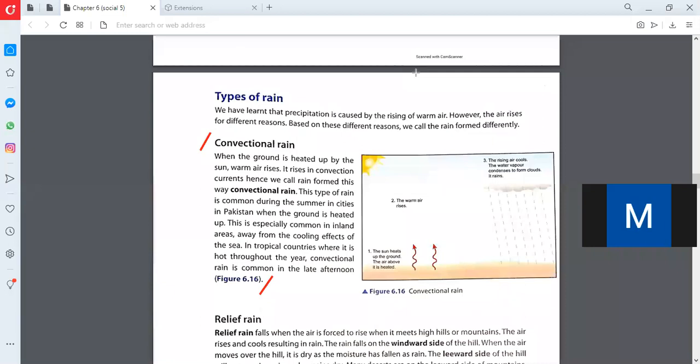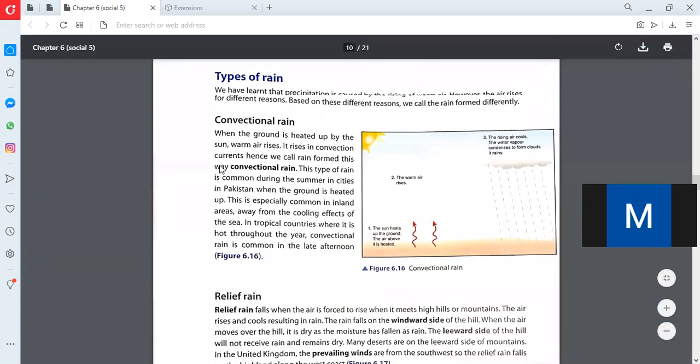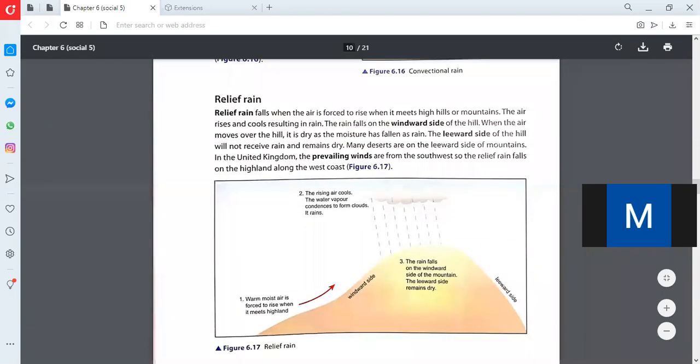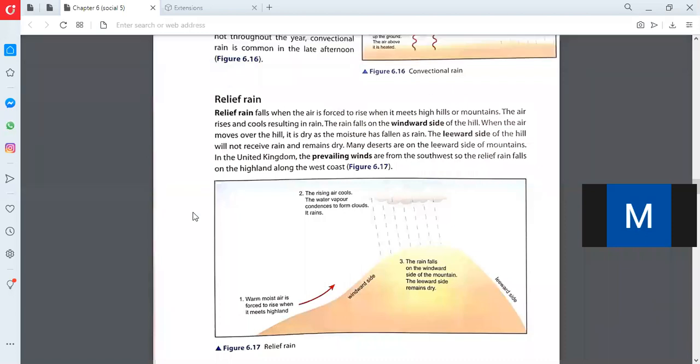Okay, so we see the first type of rain. It's convectional rain. It normally happens in hot weather or the hot or warm cities. Now we are moving towards the next one. The next one is the relief rain.